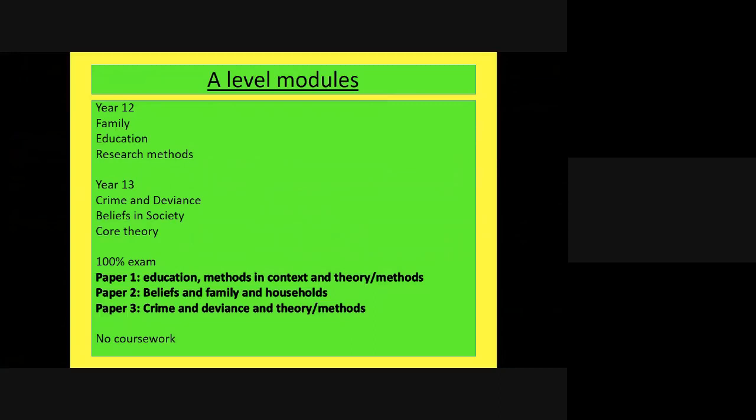So everything that you do will come down to three final exams. So you will have paper one, paper two, and paper three. Now, paper one will be your education, methods in context, and theory and methods. Paper two will be beliefs, and it will also involve families and households. And paper three will involve crime and deviance, and theory and methods. Okay, so they're the three main exam papers.